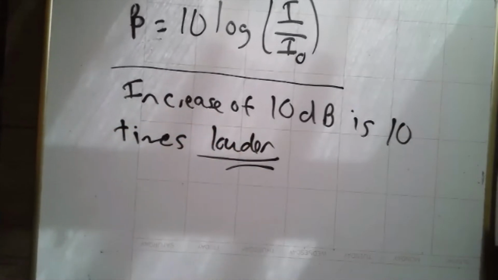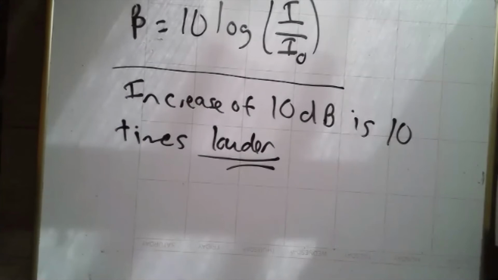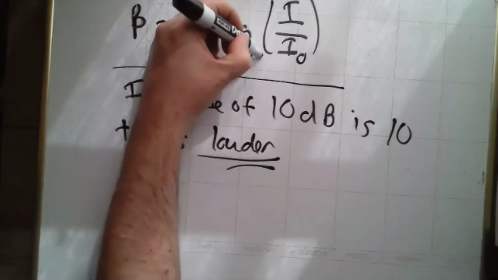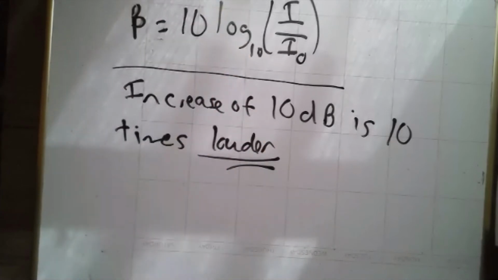Every time you go up by 10 decibels, it's 10 times louder. It's 10 times as intense because we're in a log base 10 system. So 20 decibels is 10 times louder than 10 decibels.